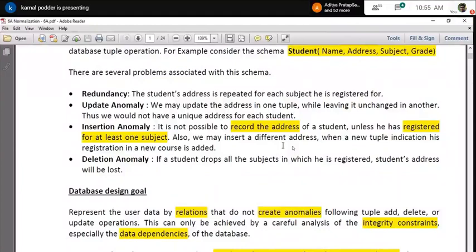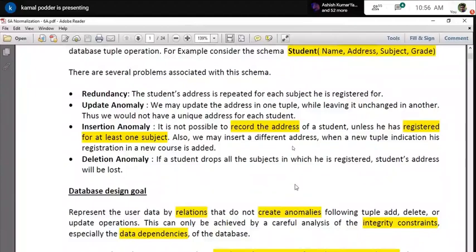We may also insert a different address when a new tuple is inserted. When inserting another record, with another subject of the same student, it might happen that due to some operation the wrong address is given. So naturally, what is happening? The same student but a different address. That type of problem, if you do the insert operation on the table, you can generate this type of anomaly, and that is the reason it is called the insertion anomaly.